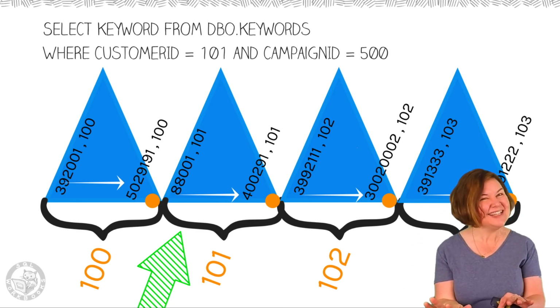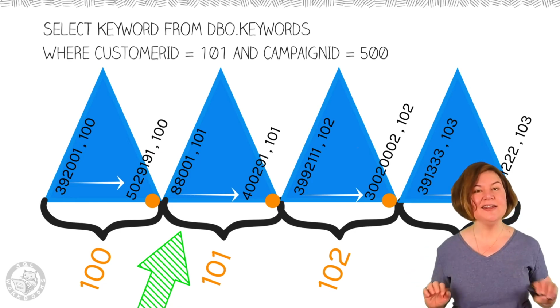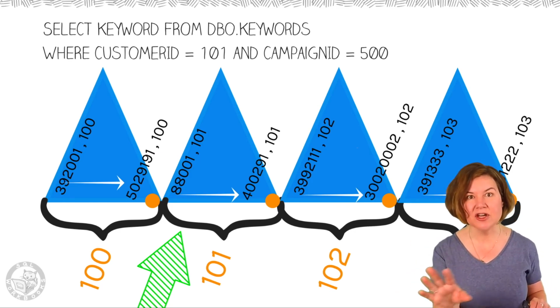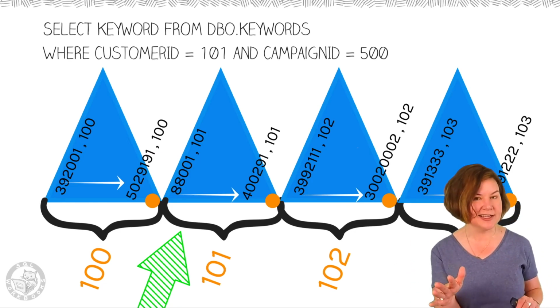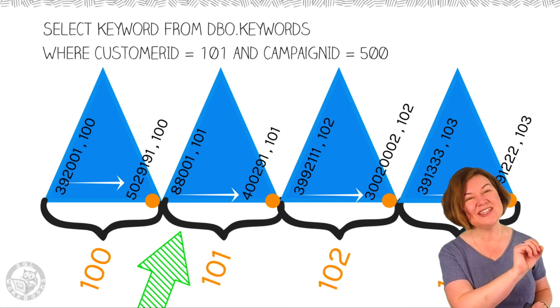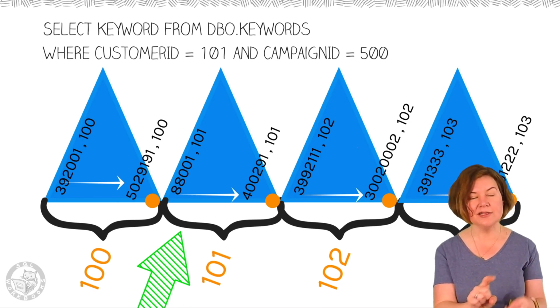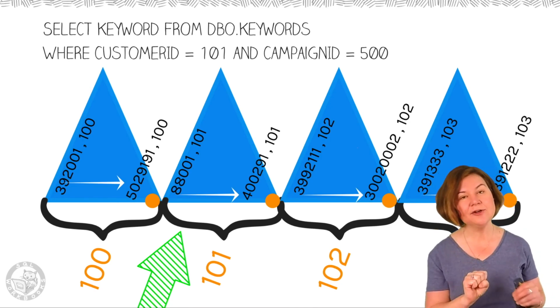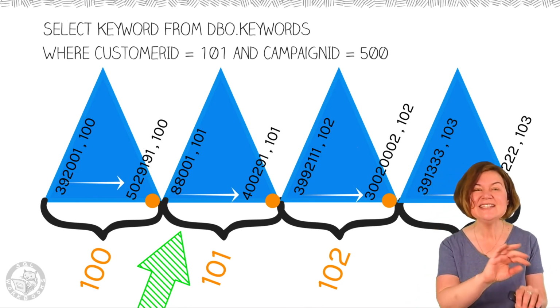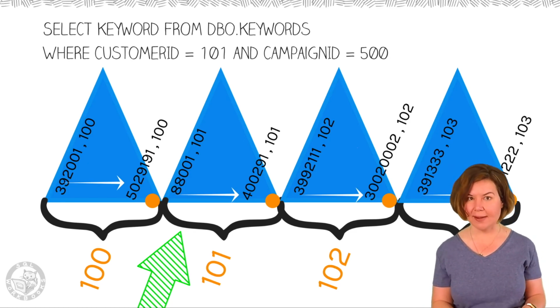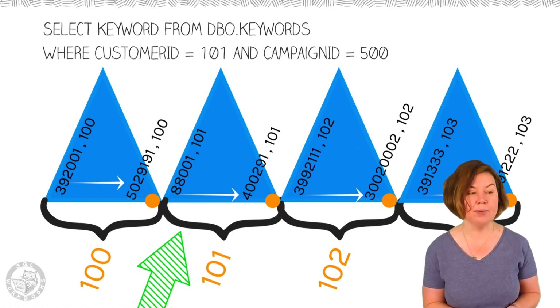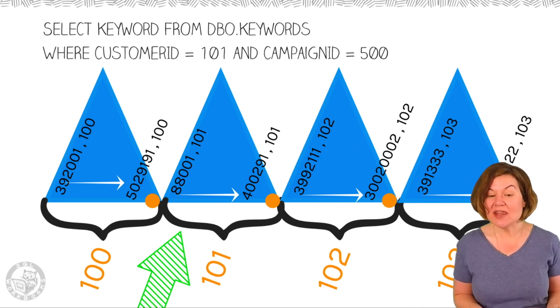Now, campaign ID, it's not in the clustering key. So if I don't have a non-clustered index that leads on campaign ID, I am going to have to scan that whole partition and check. Okay, for every keyword in this, what campaign are you in? But at least I didn't have to scan the entire table. We were able to get partition elimination. So that's very, very cool.